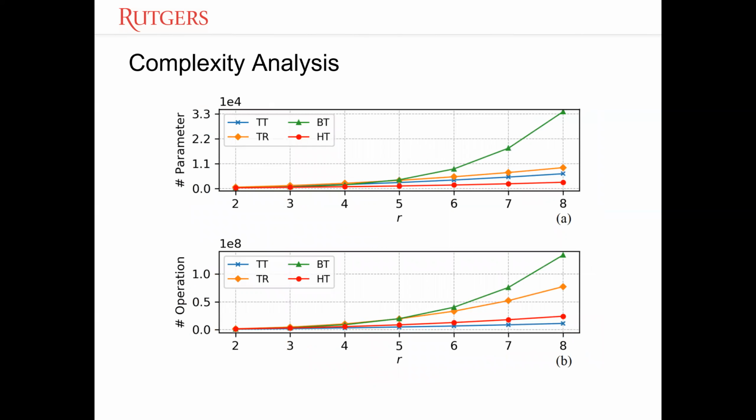Besides theoretical complexity analysis, we also verify the low-cost benefits of HT-based compression via empirical experiments. Figure A shows the number of parameters to store a compressed weight matrix, and Figure B shows the number of operations needed for multiplication between the compressed weight matrix and vector. It is seen that the HT-based approach indeed achieves lower costs, especially on storage requirement.